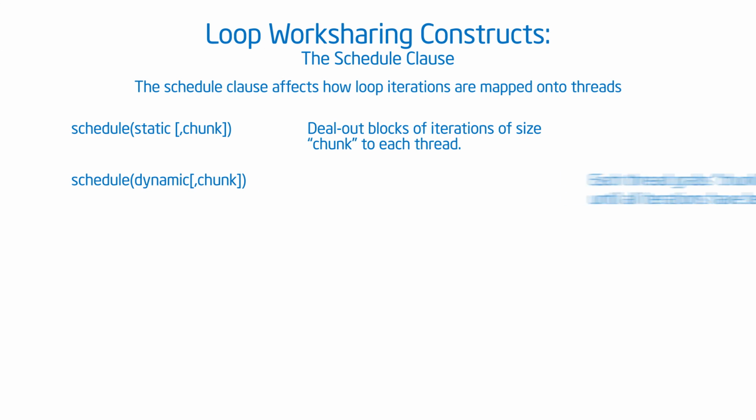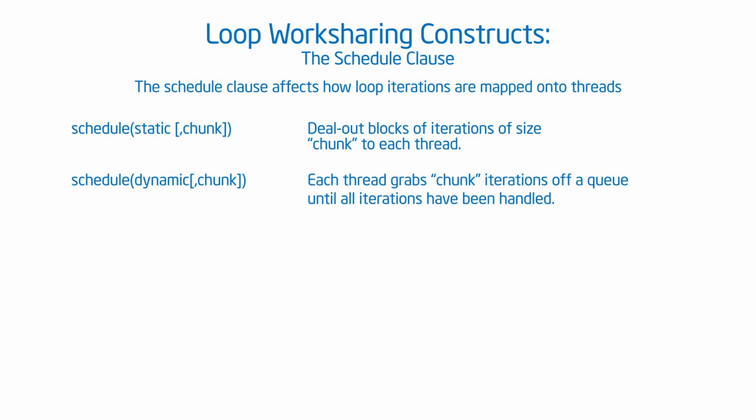There's another schedule called dynamic. Dynamic's pretty cool. What it says is take the loop iterations and put them into a logical task queue. And then go off and grab an iteration. The thread finishes the work on that iteration, and then it goes back and grabs the next iteration. So now it's deciding at runtime, not compile time, how to break up work between the threads.